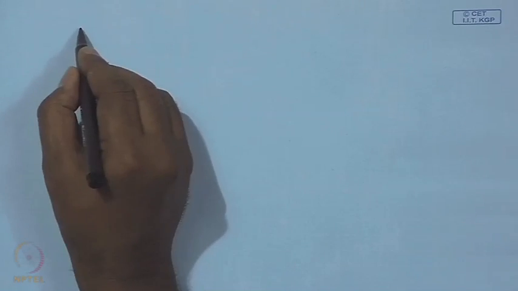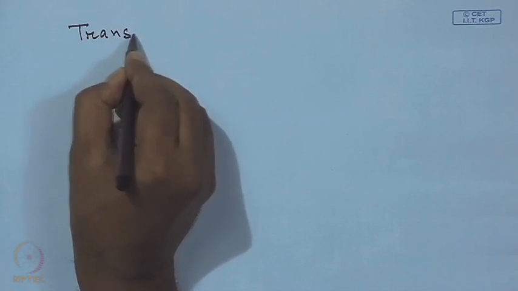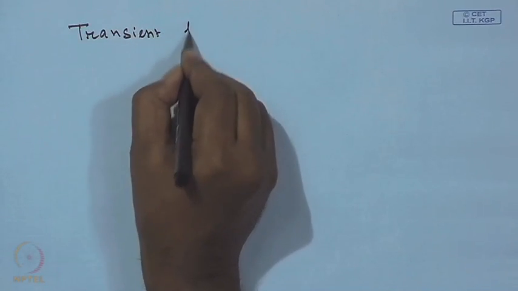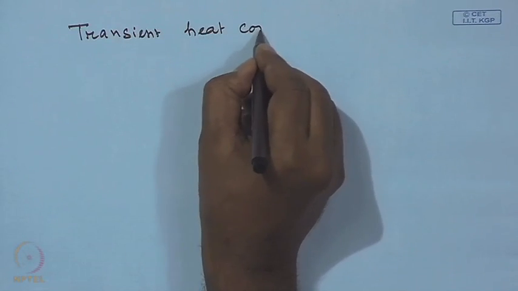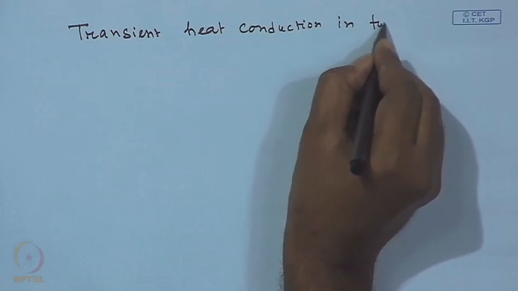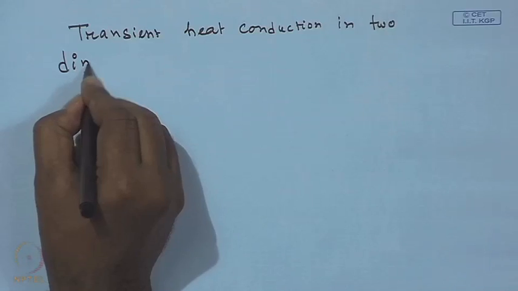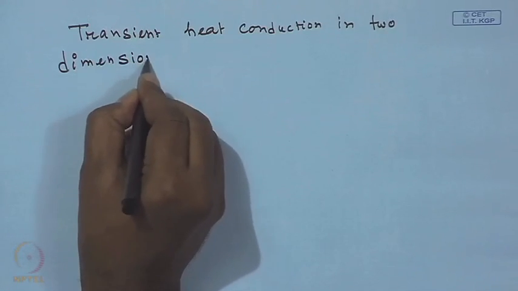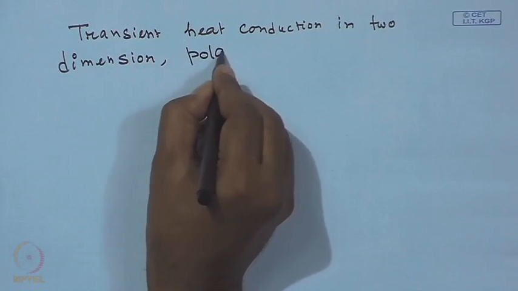coordinate system. Now, in today's class, we will be looking into an example of cylindrical polar coordinate system, where the problem is more than two dimensional. It is two dimension in space and one dimension in time. So, therefore, it is a three dimensional problem. So, we call this problem transient heat conduction in two dimension polar coordinate system.